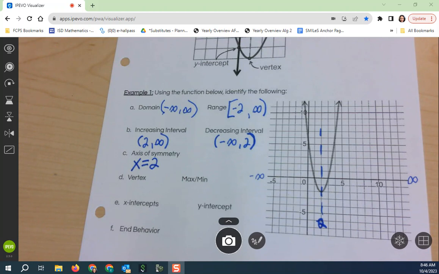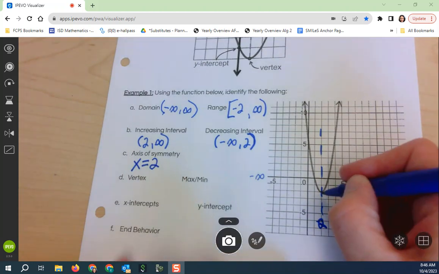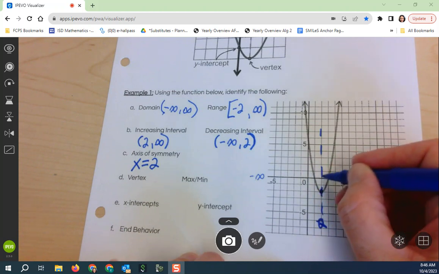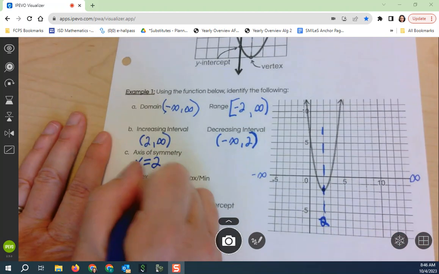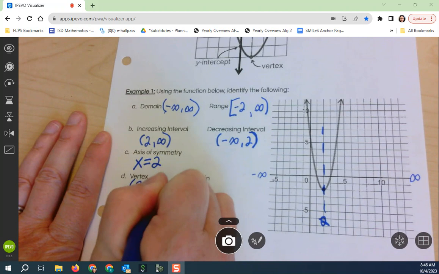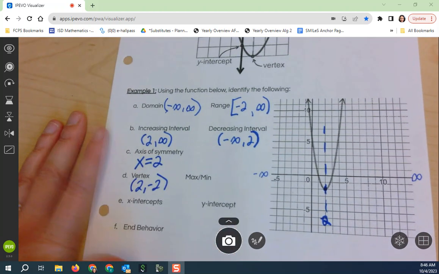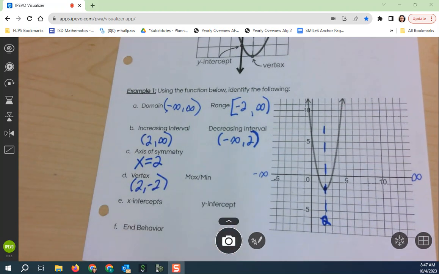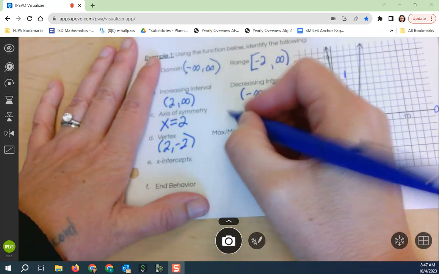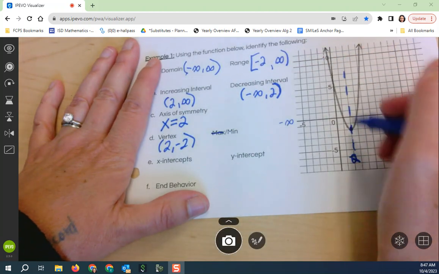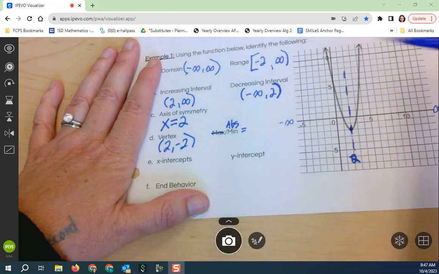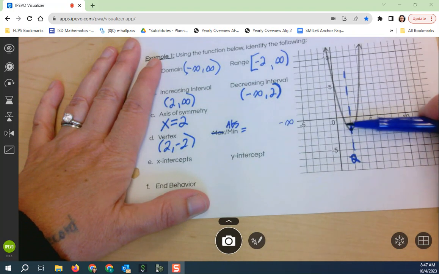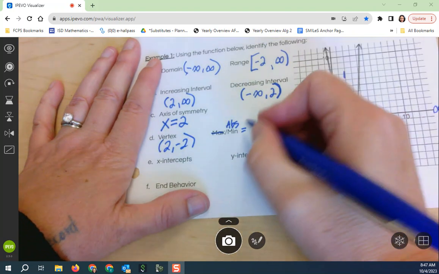All right, your vertex is a point, and that point on your vertex right here is 2 comma what? 0. Oh, 2. 2 comma going down? -2. -2. So 2, -2. All right, so because it's the lowest point overall, we can say it has an absolute minimum of what y value? -2.